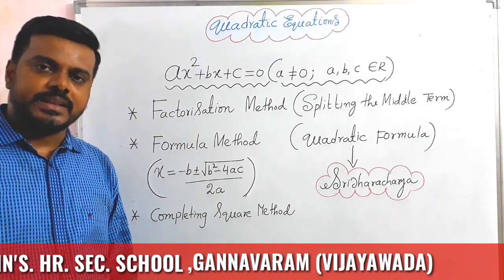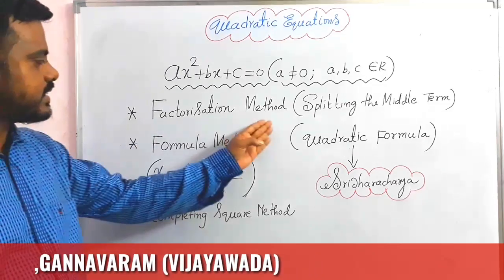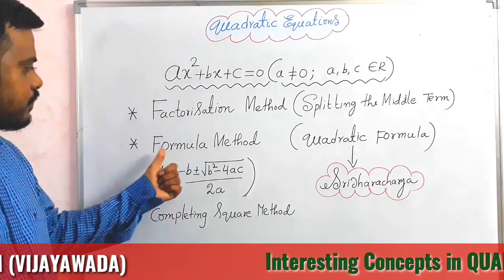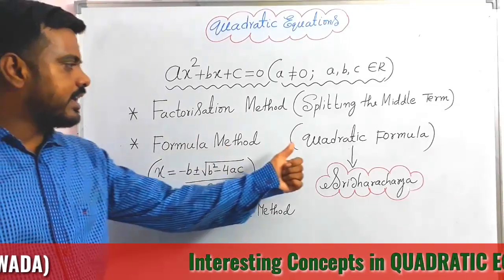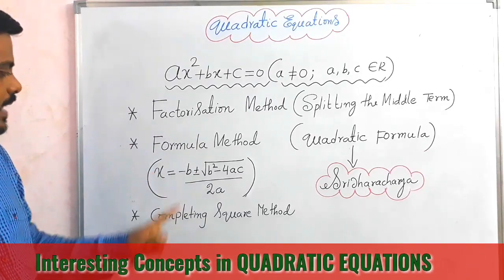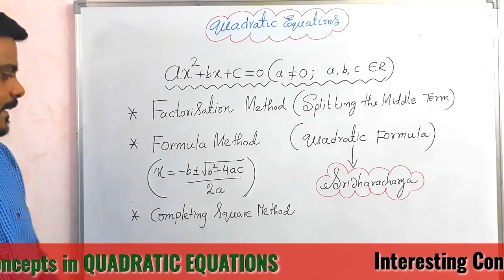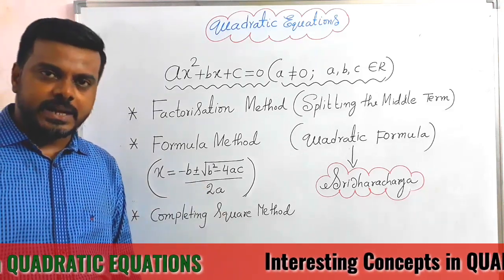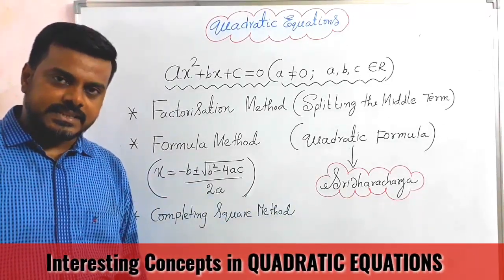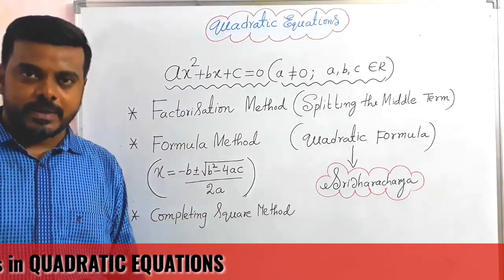We have different methods to solve a quadratic equation, just like factorization method by using the splitting middle term, and also formula method, which is called the quadratic formula: x is equal to minus b plus or minus root over b square minus 4ac by 2a. This formula is given by the great mathematician Sridharacharya. That's why it is also called the Sridharacharya formula. And one more method is completing square method.